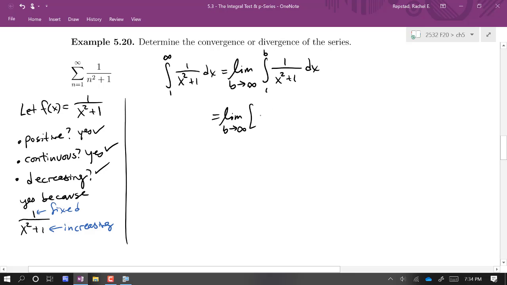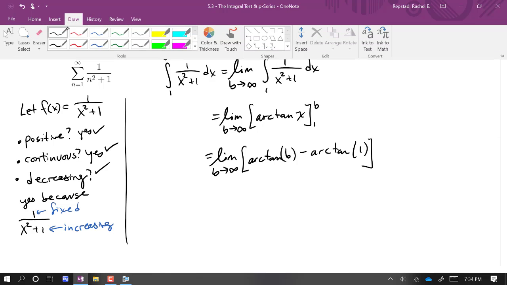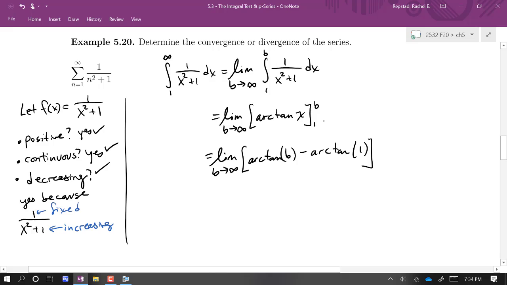That is the arctan of x from 1 to b. So this is the limit as b approaches infinity of arctan b minus arctan 1. Now, arctan of 1, that's a constant. In fact, arctan of 1 is pi over 4, right? Arctan of 1 is what's the angle that we plug into tangent to spit out a value of 1. So we know that this here is equal to pi over 4.